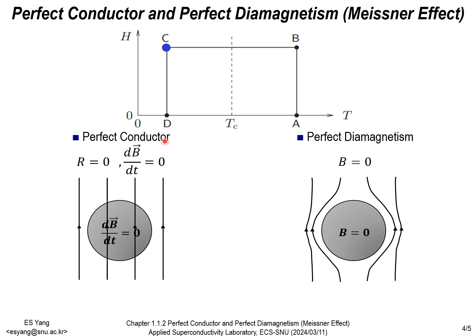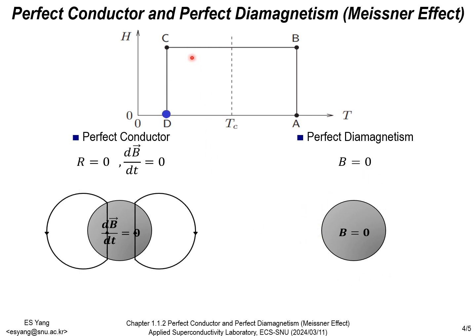Next, while maintaining the external magnetic field, we lower the temperature below Tc. This leads to the manifestation of perfect conductor and perfect diamagnetism. Perfect conductor maintains an internal magnetic field identical to the external one, as no change in internal magnetic field is allowed. However, perfect diamagnetism requires the internal magnetic field to remain zero, causing the magnetic field to be expelled from the material.